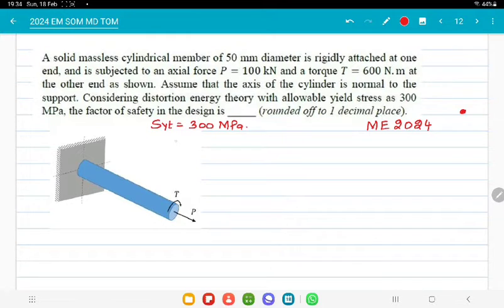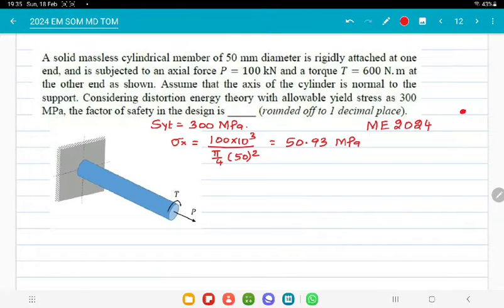Sigma x, let us say sigma x axial, right. P by A. P is 100 into 10 power 3. Area pi by 4 into 50 square is equal to 50.93 megapascal.